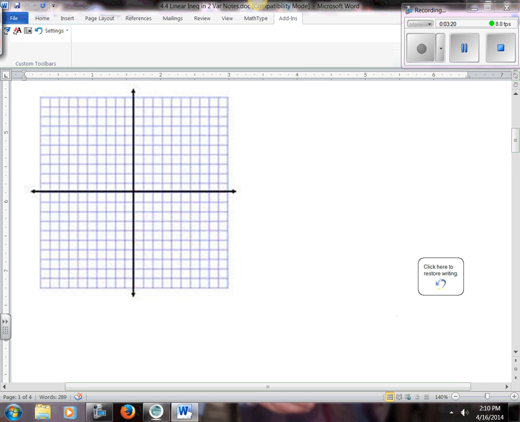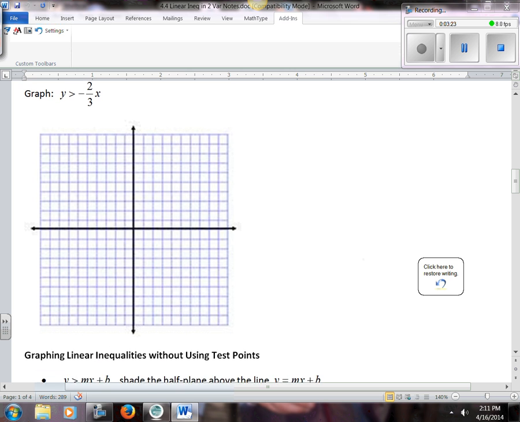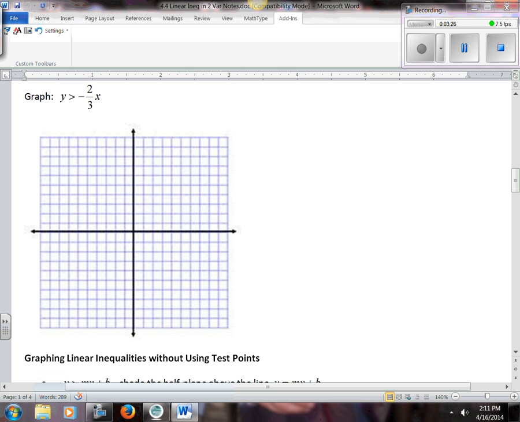All right, let's try another one. We've got y is greater than -2/3 x. This is in that y equals mx plus b form. If there's no b, remember, the y-intercept is 0. The slope is -2/3. So I'm going to go down 2 and over to the right 3, or I can go up 2 and back to the left 3. Because it's this symbol, it's going to be a dotted line.